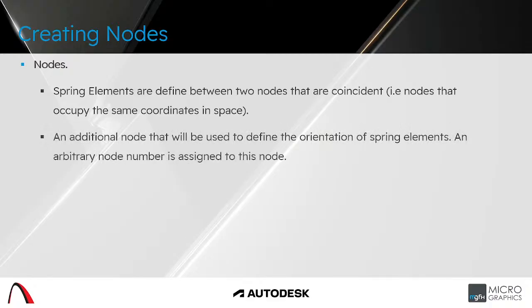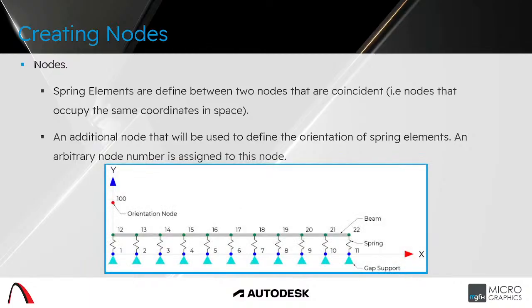And then the second thing is, when you are creating nodes, you need to create an additional node that will be used to define the orientation of your spring elements. So you need to give an arbitrary node number that is assigned to that specific node. It can be a node number that is not within the range that you have used for all the nodes that you have created for your model.